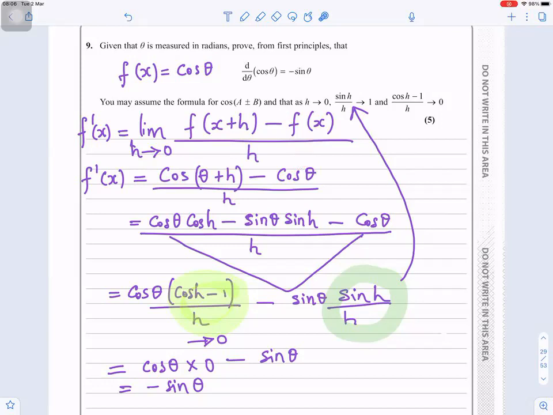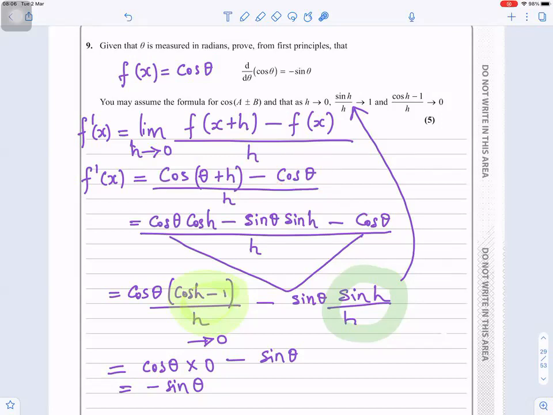The cos of theta plus h, you would use the addition formula to expand it. It will be cos theta cos h minus sine theta sine h. So we've expanded this to this. That's very important. We expand this to this. And then the cos theta stays the same.